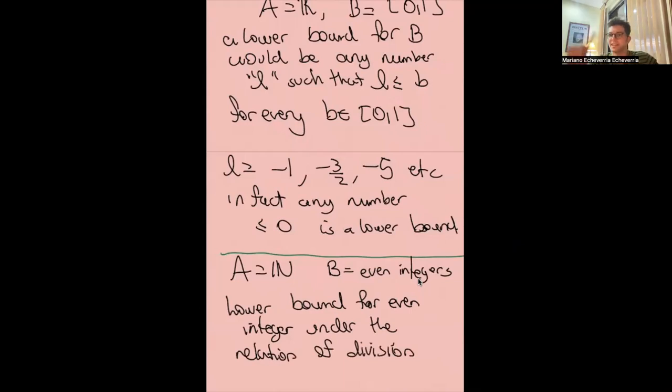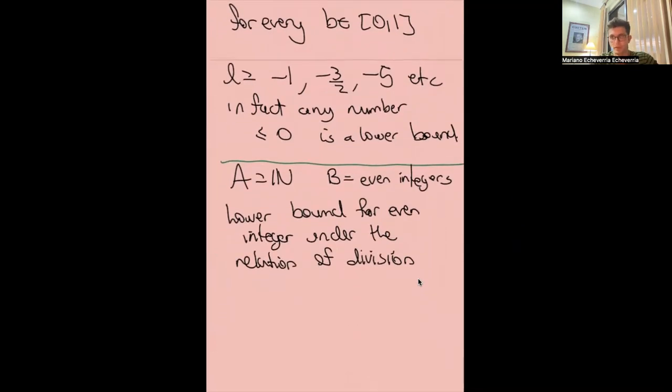Yeah, excellent. That actually will take us to the next point, but yes, there can be more than one lower bound. Good point. So if you have the even integers, what would be a lower bound for the even integers under division?